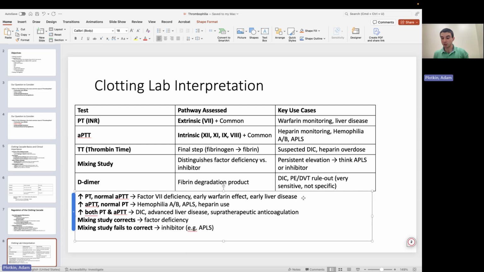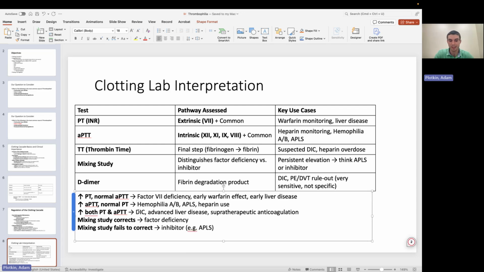So really the first thing that gets impacted in liver disease or warfarin use, other than protein C and S, is factor VII. So my PT rises before my PTT does, okay? If my PTT is elevated and I have a normal PT, well, then we have to think about our intrinsic pathway, right? So our hemophilias, antiphospholipid syndrome, and heparin use.